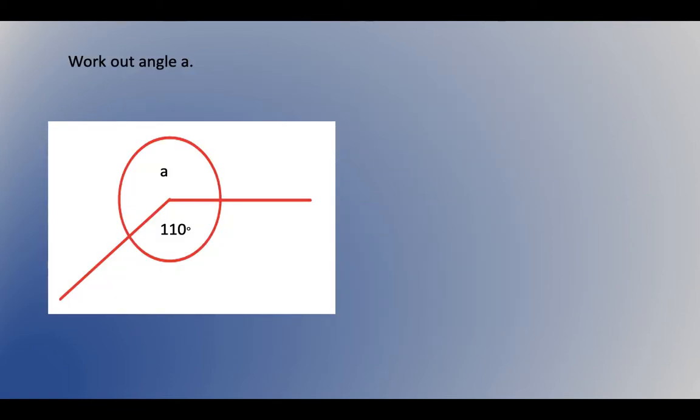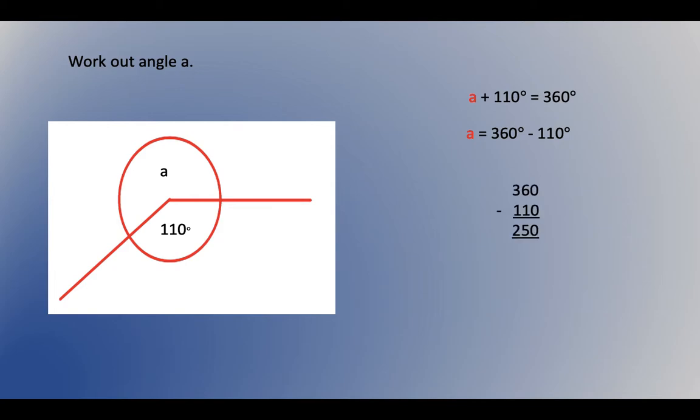So this question says work out angle A. Now we need to find what angle A is. So angle A plus 110 degrees must equal 360 degrees. So if we change this around, to find out angle A we're going to subtract 110 from 360, because that is the information that we have already, okay? So we're using the inverse to add.